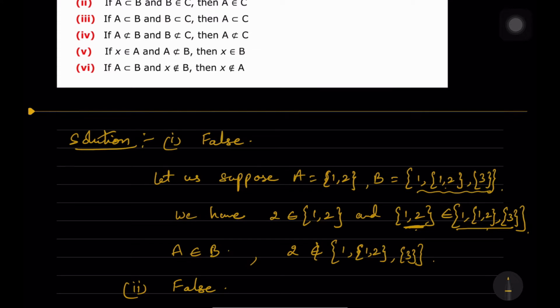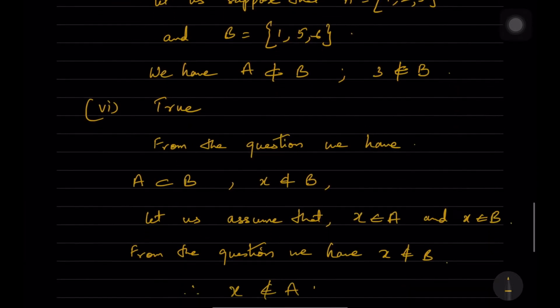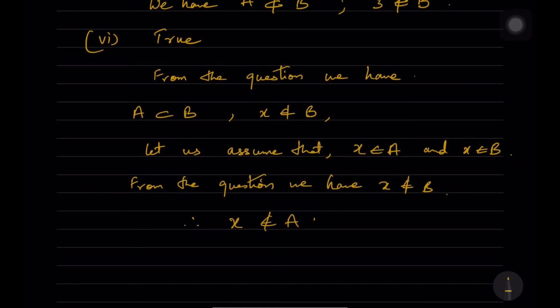Now next, the sixth one. If A is a subset of B and X does not belong to B, then X also does not belong to A. So is this a true statement or a false statement? We'll see. It's a true statement. From the question we have that A is a subset of B and X does not belong to B. So let us assume that X belongs to A and X belongs to B. From the question we have that X does not belong to B. So if A is a subset of B, then X also does not belong to A, because A is a subset of B. It should be smaller, but all the elements of A will be there in B. If X is not there in B, definitely it will not be there in A, because A is a subset of B. Hence it's a true statement.